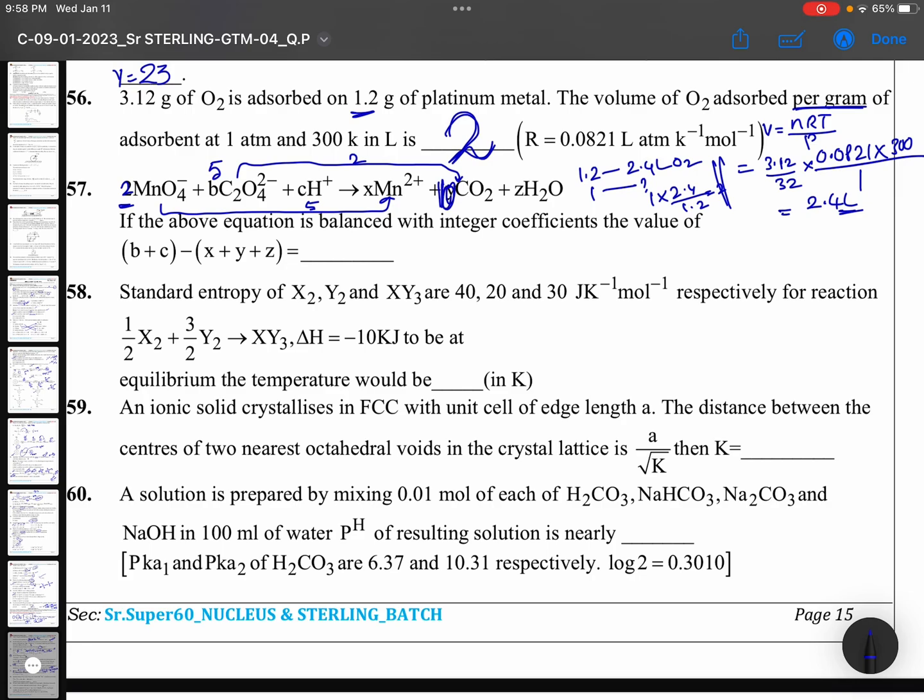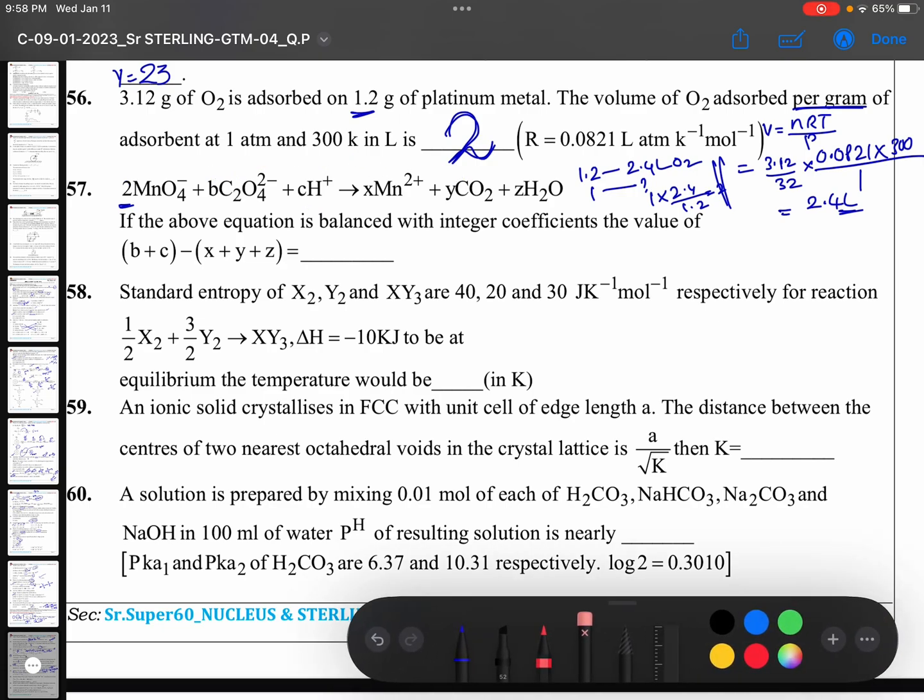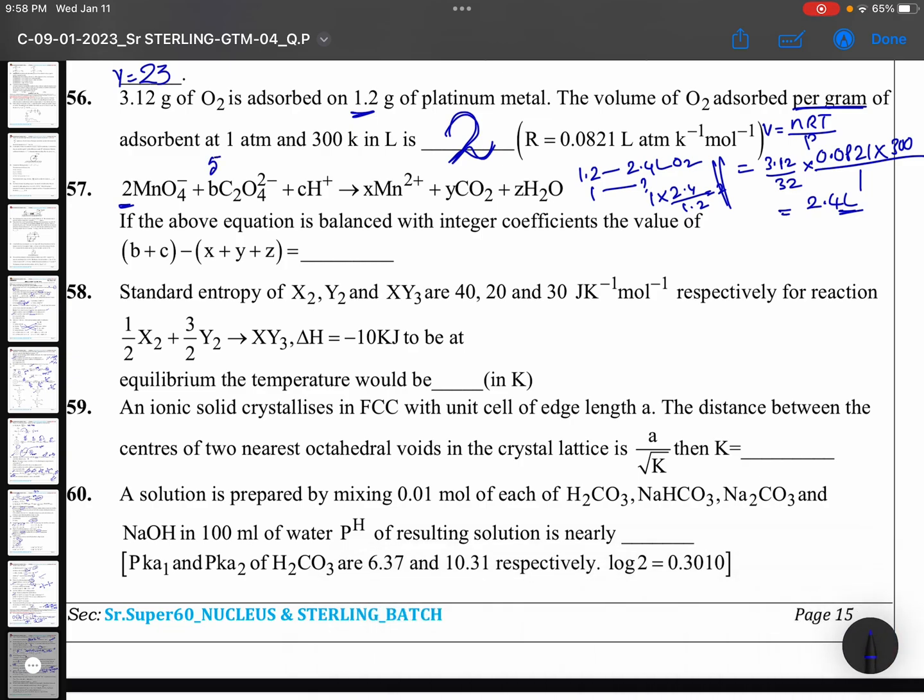So what is being asked? B plus C minus X plus Y plus Z. Okay, so I will just write the values. All this I remove. We'll go with the values. Now it is 5. So this is 5. And how many hydrogens will be there? 16. So this is 16. 5 plus 16 minus X. X is 2. Y is 10. Z is, I think, 8 H2O. How much is it going to be? 5 plus 16 is 21. This is 18, 19, 20. So the difference is going to be just 1.